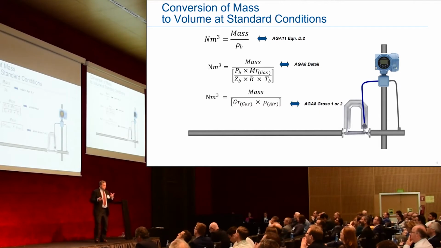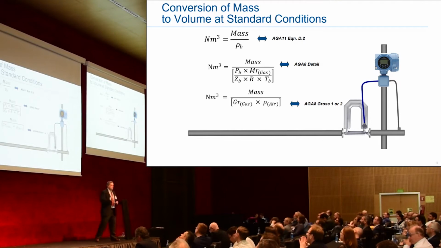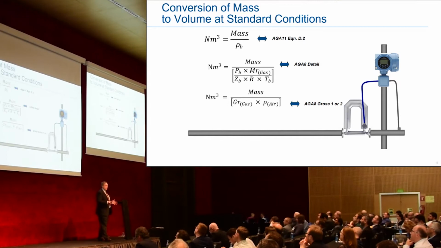The equations that are shown in the AGA standards include this one from AGA 11, which shows the very simple relationship between mass and the base density and the standard volume. So if you want to know the normal cubic meters, all you need to do is divide your mass flow measurement by the base density, which is the density at reference conditions, and it's a constant that only changes if the composition changes. Then you have your standard volume.